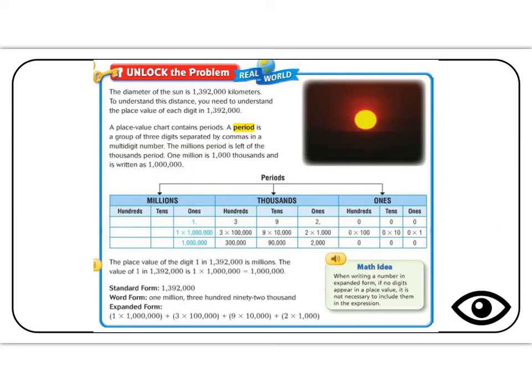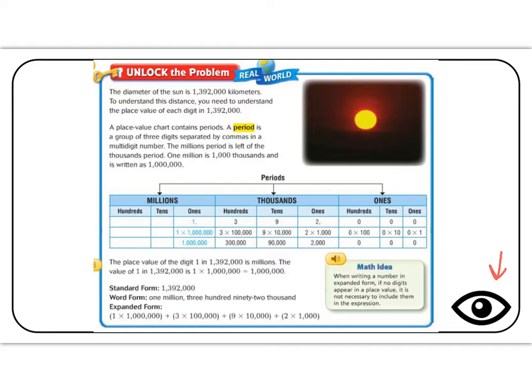The next part of our flip lesson is indicated with an I in the bottom right-hand corner. That means that it is time for you to watch. Go ahead and put down your pencil and listen as I unlock the problem. The diameter of the sun is 1,392 kilometers. To understand the distance, you need to understand the place value of each digit in this number.